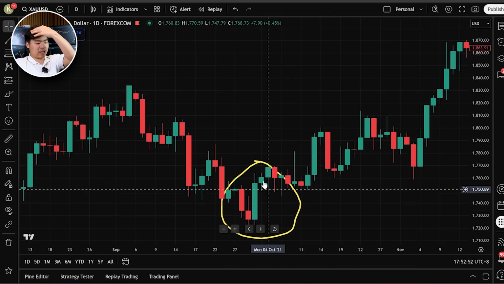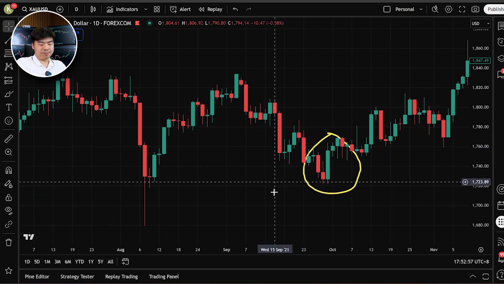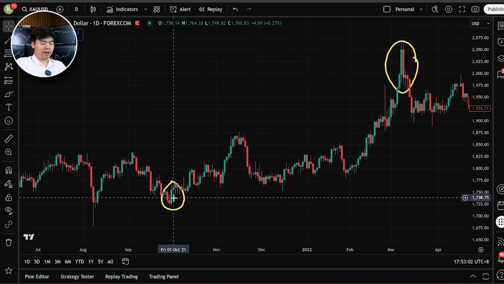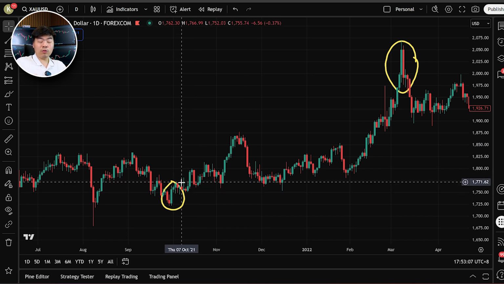But here we can see the green candlestick engulfed the red candlestick on the left. And take a look at what happened with the market afterward. See, the market went up. Of course, it's not smooth.